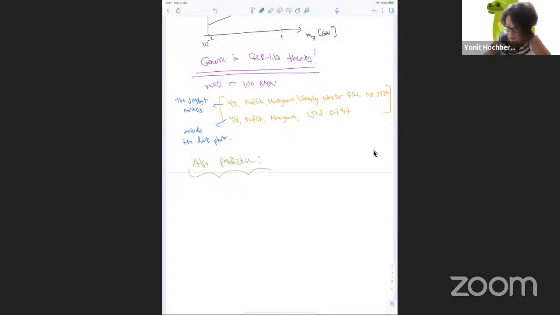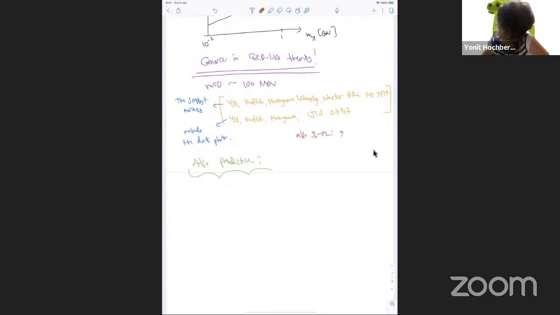So I want to give you a little bit of a taste of that. Oh, actually, sorry, before talking about them being predictive, let me just point out that another way to get 3-to-2 interactions is to use glue balls.